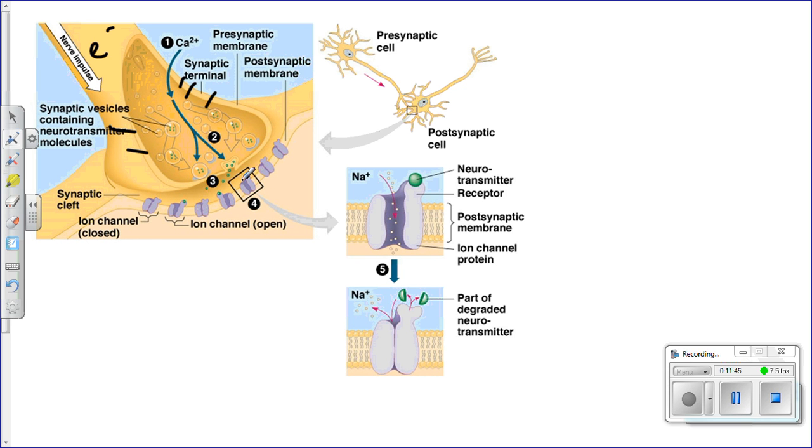The last piece is, once this thing binds in, the only way to stop this signal is to destroy the thing that's affecting it. So the neurotransmitter has to be degraded. What this is showing is the neurotransmitter being degraded. When it gets degraded, the gate closes again. So there's different types of things.